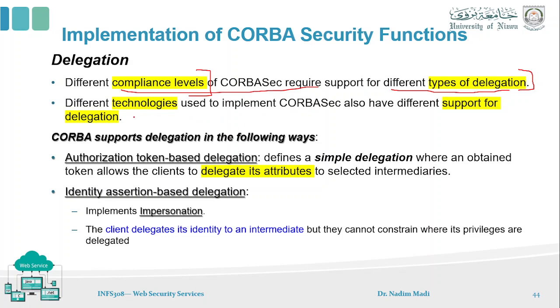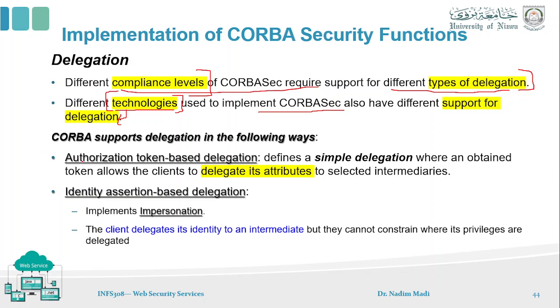And then we also have different technologies, depending on the technology used to implement CORBA SIC. It can also determine the different support for delegation. Different technologies might be used, for example, to create the session key, PKI, or SSL. What kind of security technology has been implemented will also affect the delegation procedure. So CORBA supports delegation in the following ways.